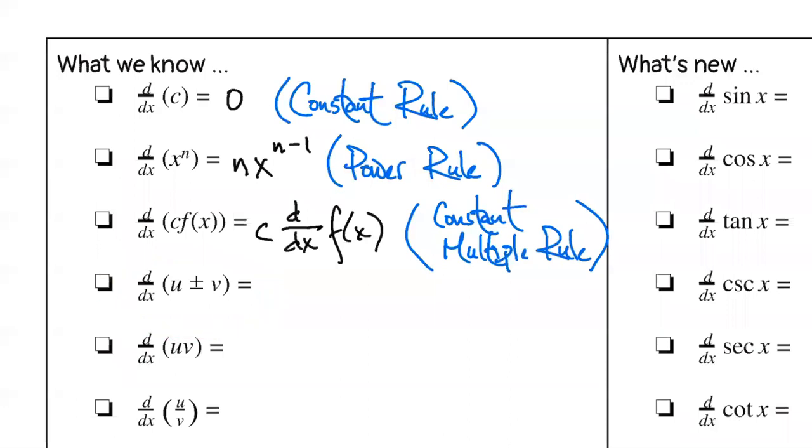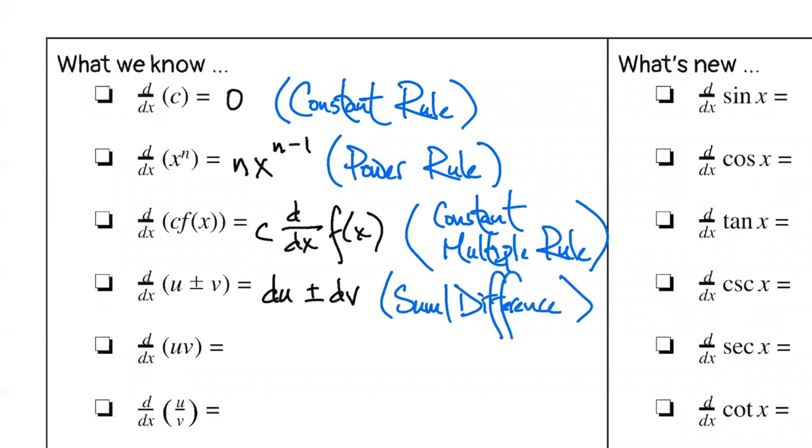d dx of u plus or minus v. All right, so we could write this in a number of ways. Maybe we could write it as du plus or minus dv. That would be absolutely right. Exactly, and because we are adding or subtracting, we've got the sum or difference rule, and we can just split them apart, okay?